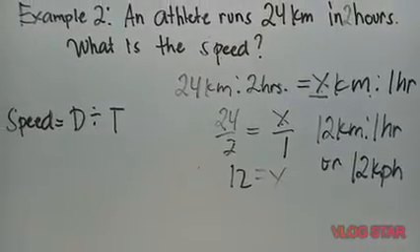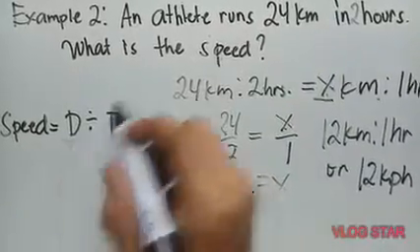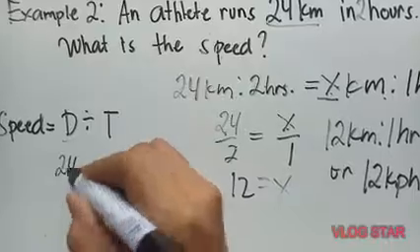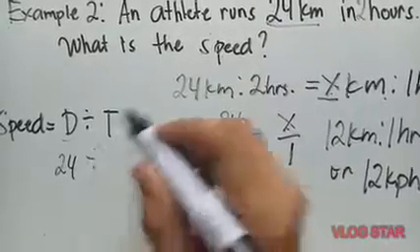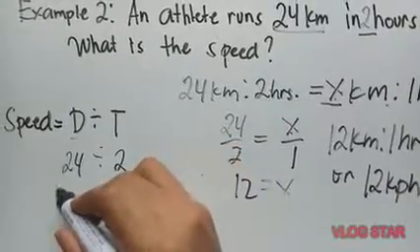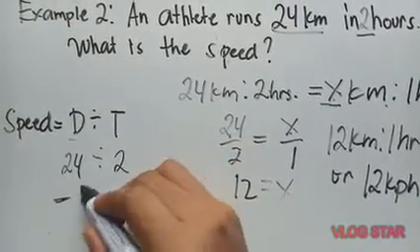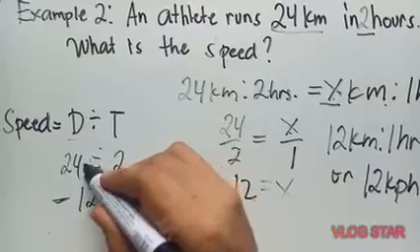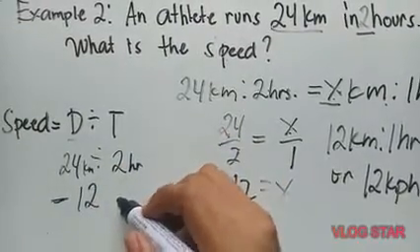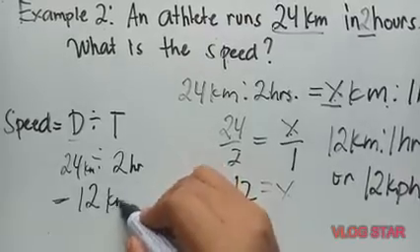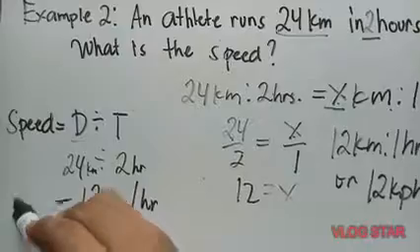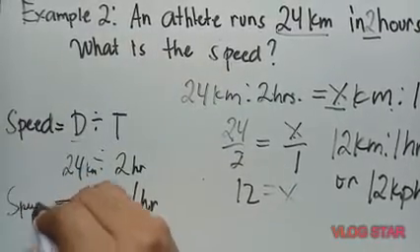We can also use the formula. The distance is 24 kilometers. Let's just write 24 divided by the time, which is 2 hours. So 24 divided by 2 is 12, so 12 kilometers per hour. And that is the speed.